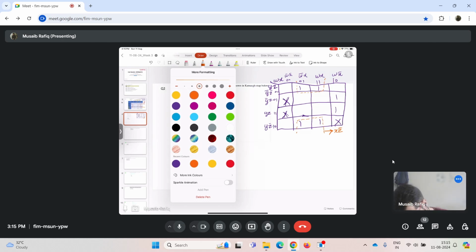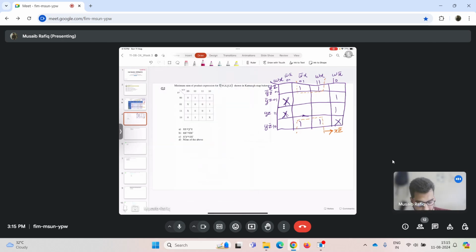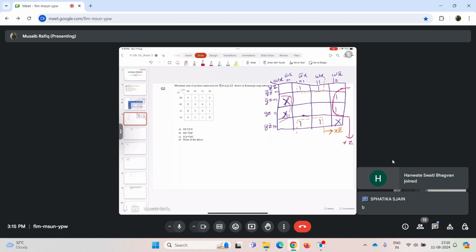Now I can make another chord that will cover these two ones, but these two ones will be covered with the help of the don't care condition. So using don't care conditions, I will make this chord. And the contribution from this will be, so z is not changing and x bar z. So I have these two terms.